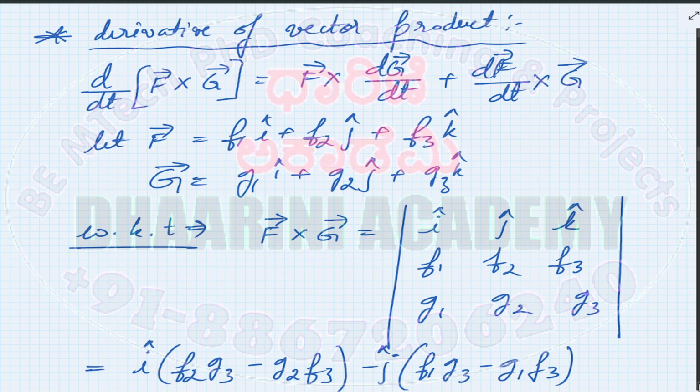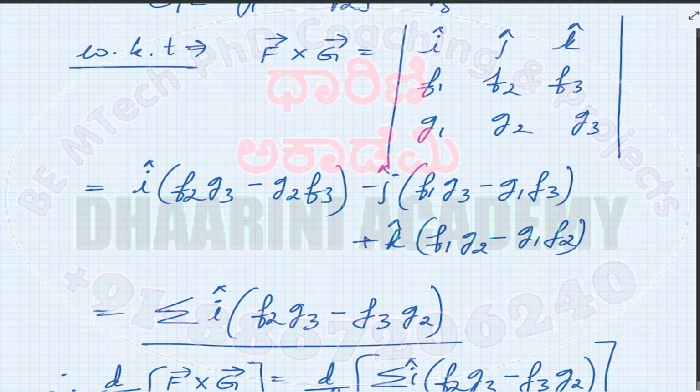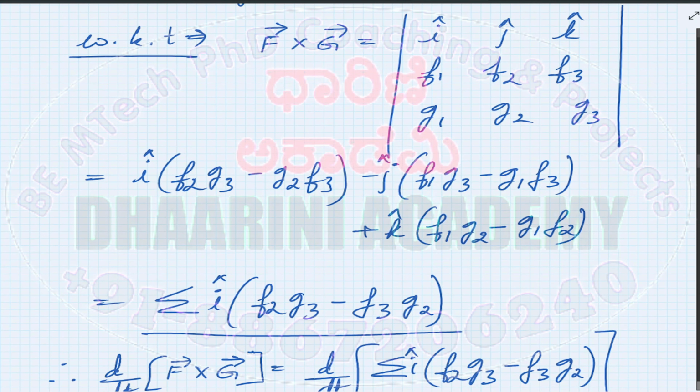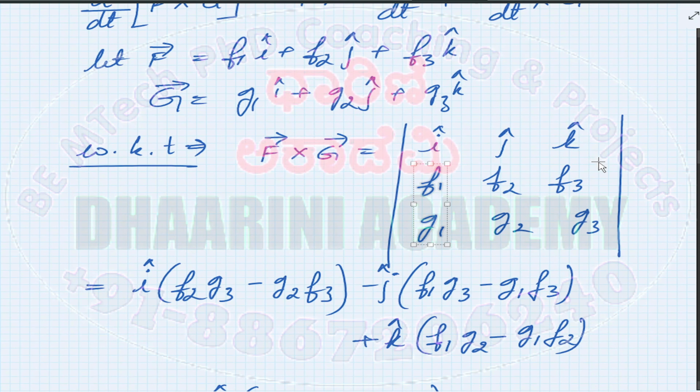Now, once we write this, next we directly write its simplification. So the simplification of a 3 cross 3 determinant is shown here. So i into the determinant of f2, f3, g2, g3. It's f2, g3 minus g2, f3. Similarly, the next term is minus j into the determinant of f1, g1, f3, g3. So that will be written as minus j into f1, g3 minus g1, f3. The last term is plus k into this determinant. Okay, so we write it in this fashion.